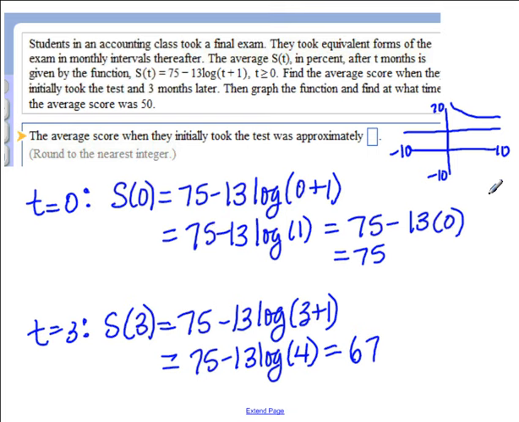So now I can do second, trace, and intersect. First curve enter, second curve enter, and a guess. And it is at 82.7, or roughly 83 months for the score to be a 50. Okay. So what I had to do for that one is I had to set my x max to be 100 and y max I set to be 70. And then I saw it.